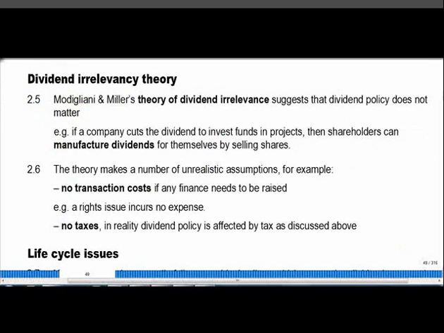Right, we'll close off this chapter with a brief consideration of a theory called dividend irrelevancy theory. That's a Modigliani and Miller theory that you're required to know for the exam, but in reality is not terribly important.